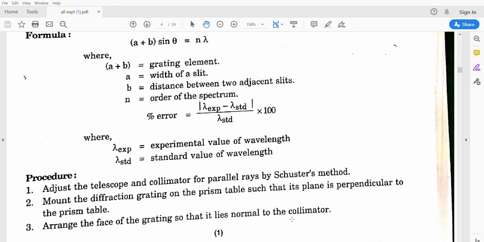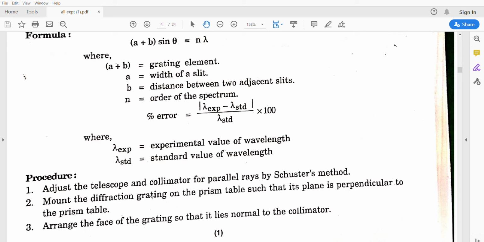So we need to adjust the telescope, spectrometer, and also this collimator, also grating. So first we need to adjust the grating to get the spectrum. On both sides of the grating we will observe the spectrum. So adjust the telescope or my spectrometer and collimator for parallel rays by Schuster's method. So we need to arrange the spectrometer by the Schuster's method.